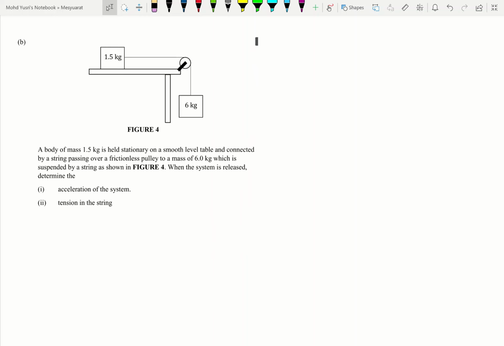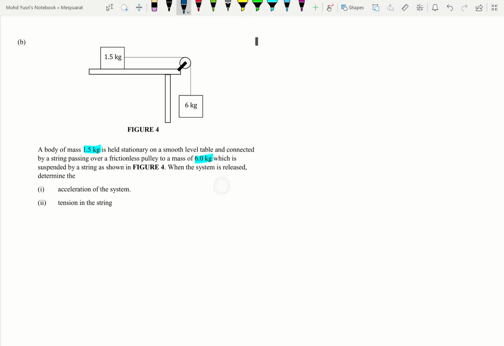Question 4B. A body of mass 1.5 kg is held stationary on a smooth level table and is connected by a string passing over a frictionless pulley to a mass of 6 kg, which is suspended by a string as shown in figure 4. When the system is released, determine the acceleration of the system. Now, to determine the acceleration of the system, kita perlu identify the forces on each object.